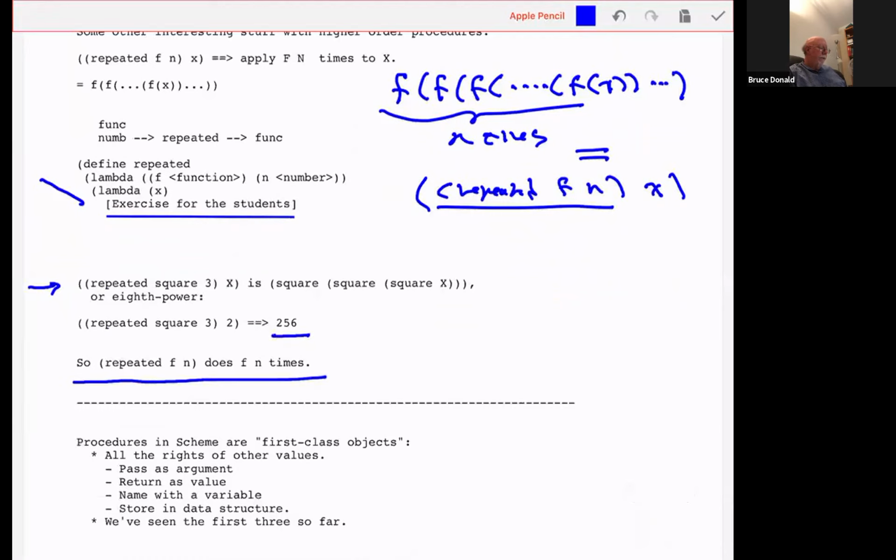So the function returned by repeated fn is going to be a function that takes a value x and it f's it n times, or applies f to it n times repeatedly.